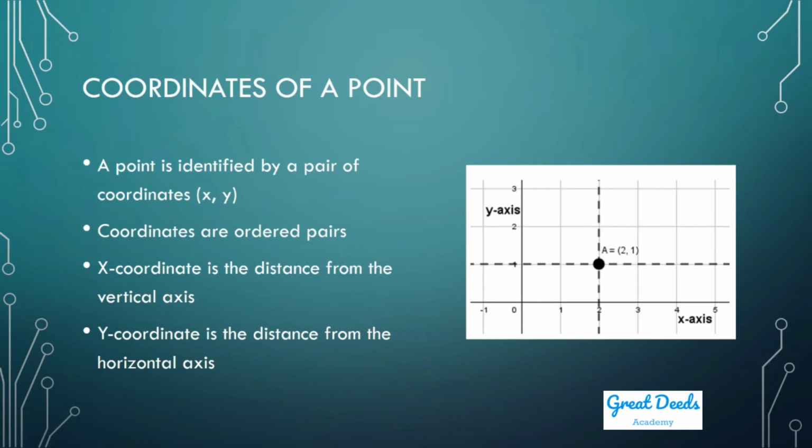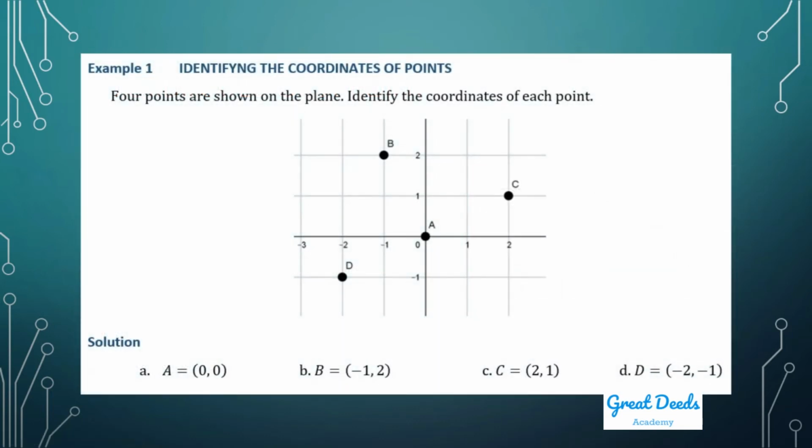By the way, these axes are the real number lines. The horizontal line is the real number line that is set horizontally, and this one is another real number line that is set vertically. Let us locate the coordinates of these points. Point A has coordinates (0, 0) because its x-coordinate is 0 and its y-coordinate is 0.